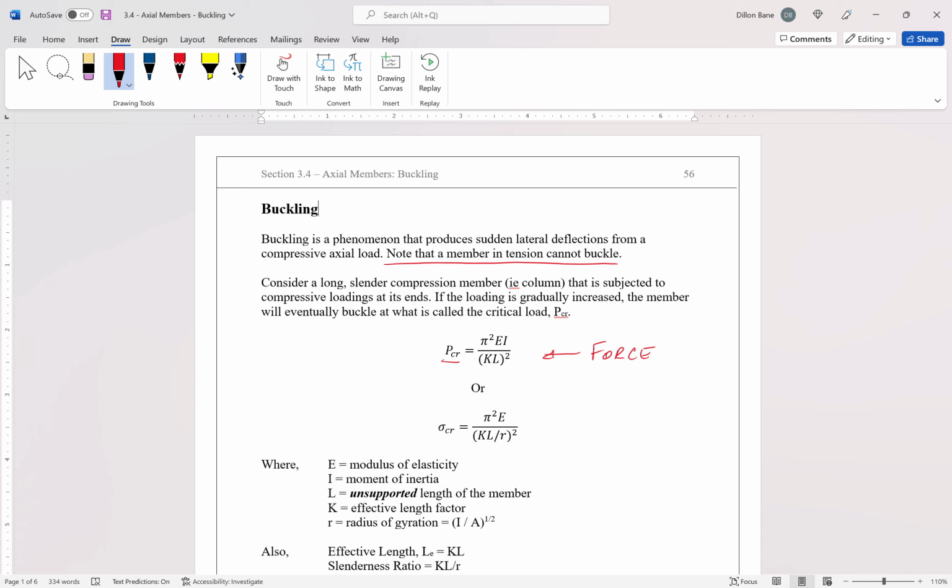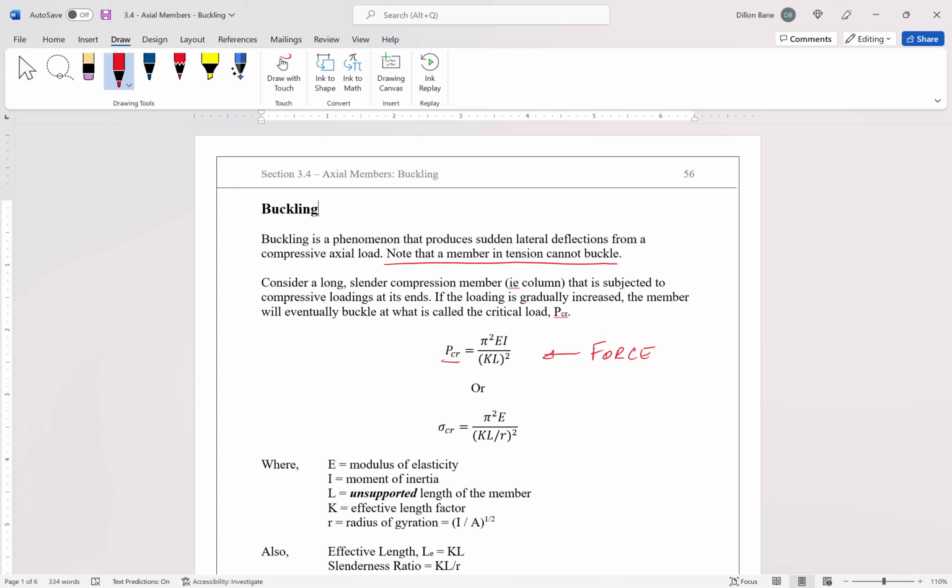and we need to stay under that load, because when a column buckles, it has essentially lost all of its structural integrity. It has failed as a compression member. It is no good after buckling. So we always want to stay below the buckling loads. We do not want our compression members to buckle. So we need to be able to know what this buckling load is, what we call this P critical or the critical load, be able to calculate that force, and so that when we're designing we can stay under it.